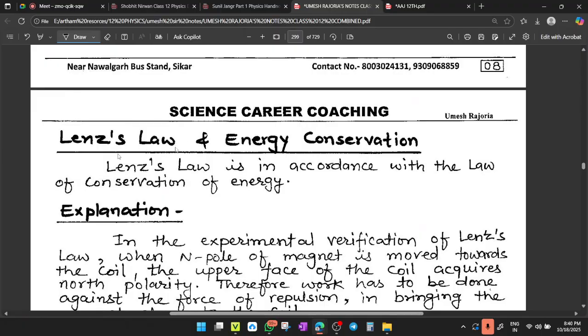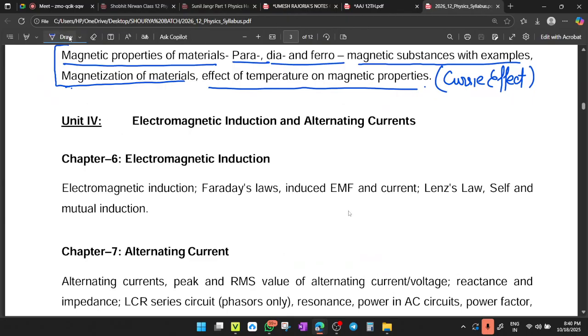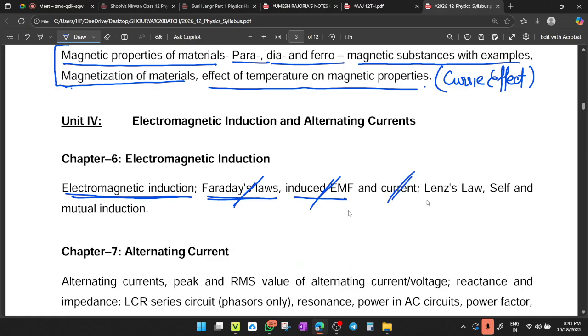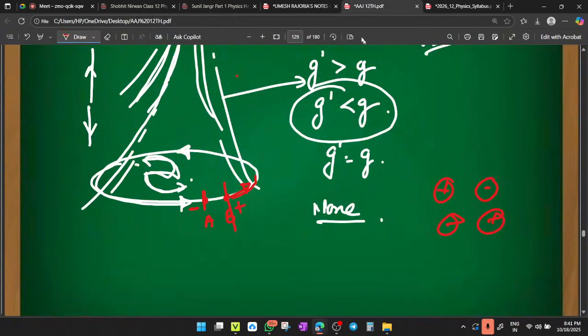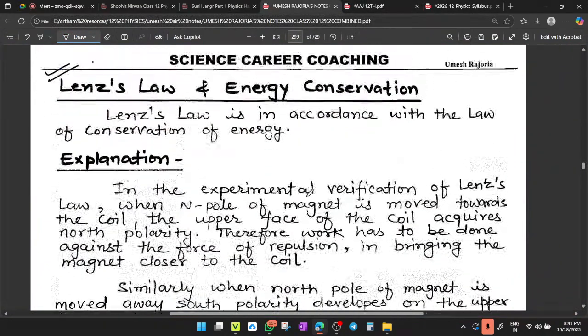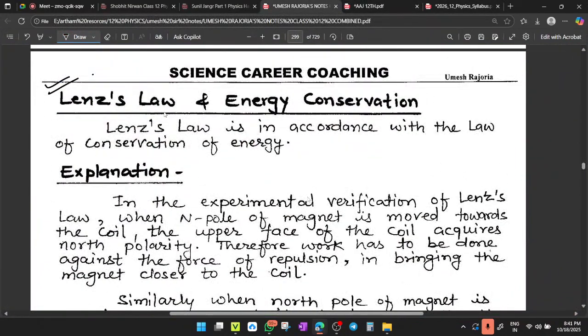Now Lenz's law and energy conservation. See here, guys. First is electromagnetic induction, definition we have seen. Then Faraday's law completed. Induced EMF completed. Induced current we have completed. Then Lenz's law. After that only one topic is left in this chapter, self and mutual induction. And now we are continuing with Lenz's law. About Lenz's law, the important thing is Lenz's law and energy conservation.